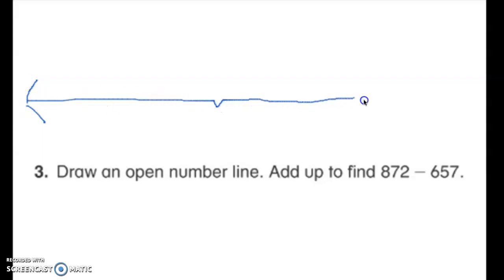Oops, there goes that. Doesn't need to be perfect. Oh, that looks real pretty. All right, so I have my number line. Because I'm adding up to find 872, I need to start at 657. So that's what I'm going to put here is 657 because that's the number I'm starting with. And then I need to get to 872. So I'm going to put that down here.